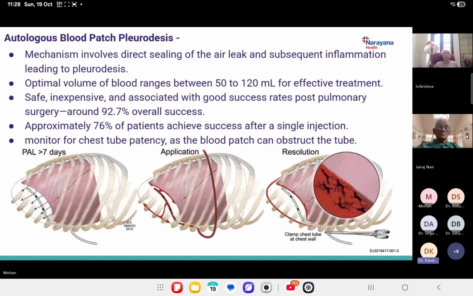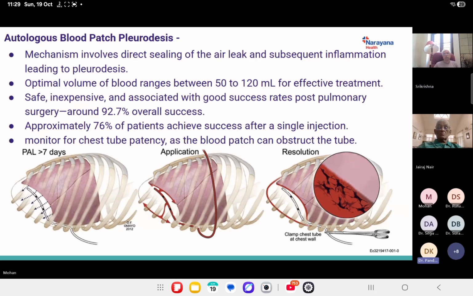The other one, which is mentioned, is autologous blood patch pleurodesis. Here is also the same mechanism but using autologous blood. The mechanism involves direct sealing of the air leaks with the blood clot above the lung and subsequent inflammation leading to pleurodesis. Optimal volume of blood ranges between 50 to 120 ml for effective treatment. It is safe, inexpensive, and associated with good success rates post pulmonary surgery.